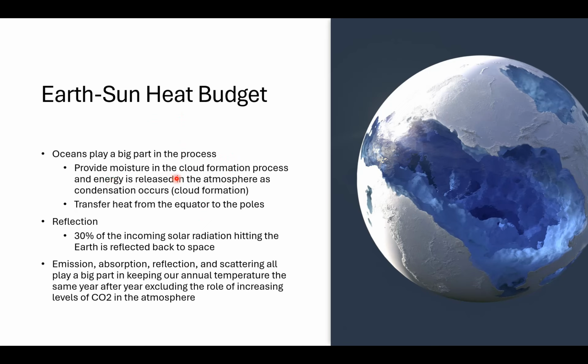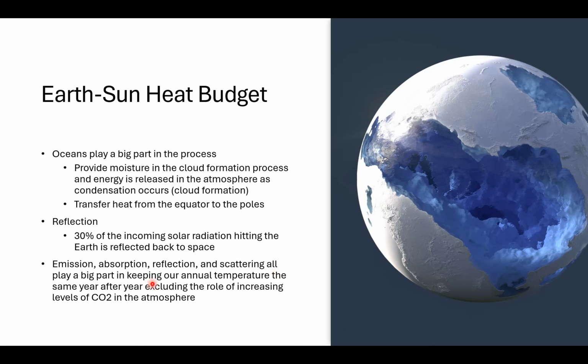They provide moisture in the cloud formation process. When these clouds form over the ocean, condensation occurs. It releases latent heat to the surrounding air, to the atmosphere. Also, oceans transfer heat from the equator to the poles. And then you have reflection, where 30% of the incoming solar radiation hits the Earth and is reflected back to space. So we take into account the sun emitting its shortwave radiation, some of that shortwave radiation being absorbed, some being reflected, and some being scattered in all directions.